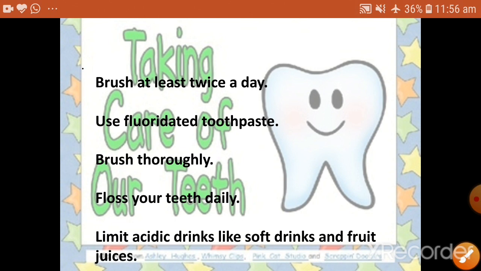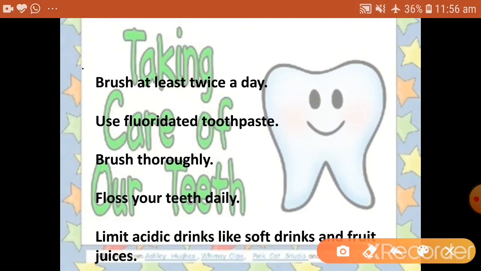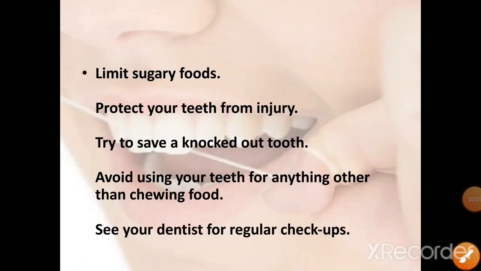Then we have limit acidic drinks, like soft drinks and fruit juices. Next we have limit sugary foods. Limit sugary foods means you should not be taking too much of sweets, and the food that contains sugar, which is not good for your teeth. Protect your teeth from injury. You should take care of your teeth properly so that they do not break during any kind of injury.